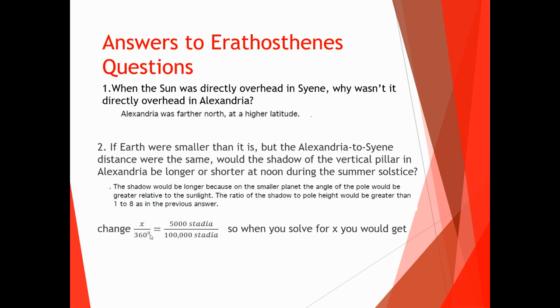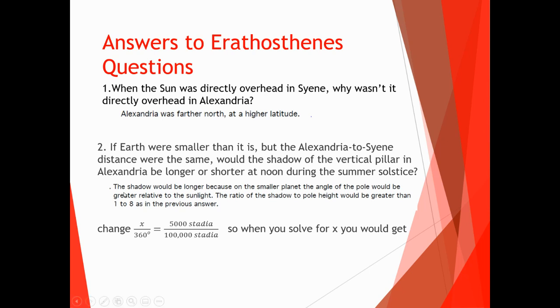Number 1, when the sun was directly overhead in Syene, why wasn't it directly overhead in Alexandria? That's because Alexandria was farther north at a higher latitude. If the sun is directly overhead somewhere farther south, it is not going to be directly overhead farther north, just due to the way the angles are and how the sun and the Earth interact, or the Earth goes around the sun.